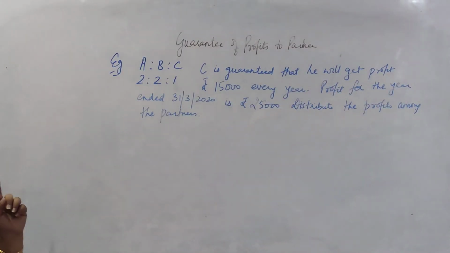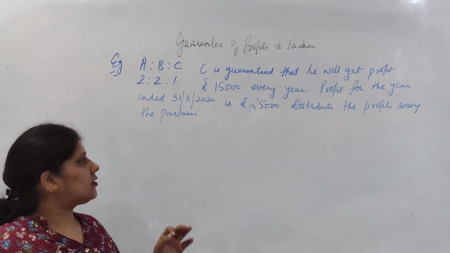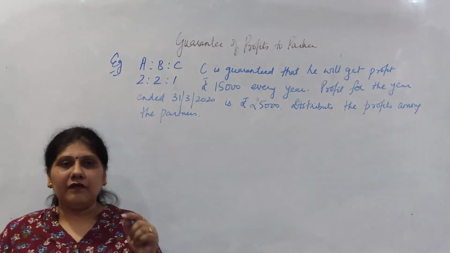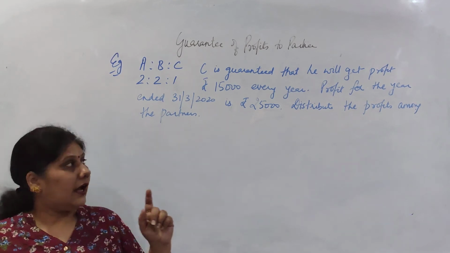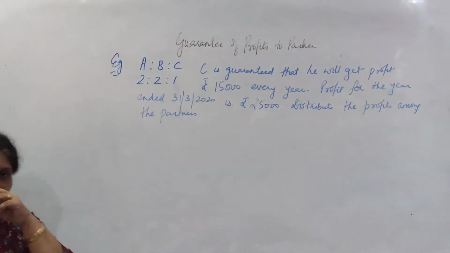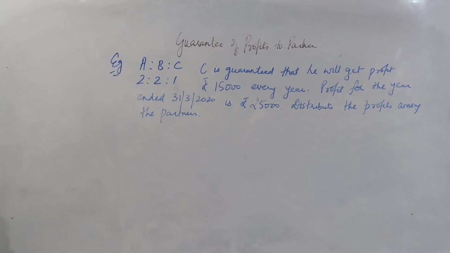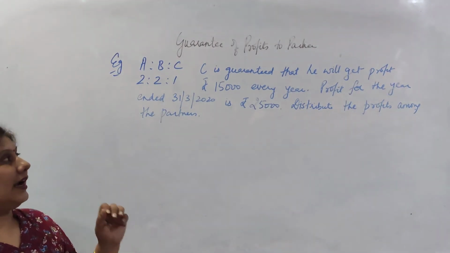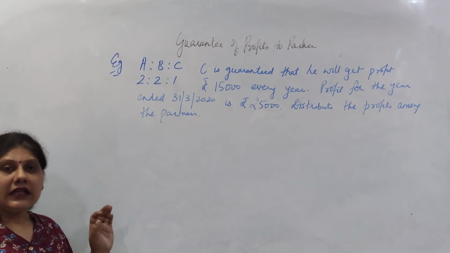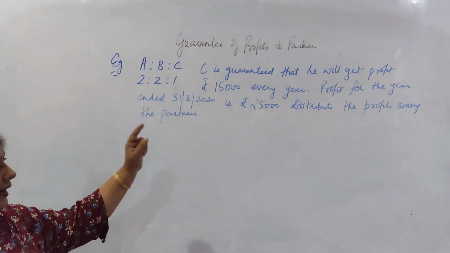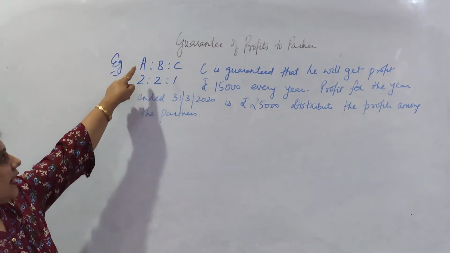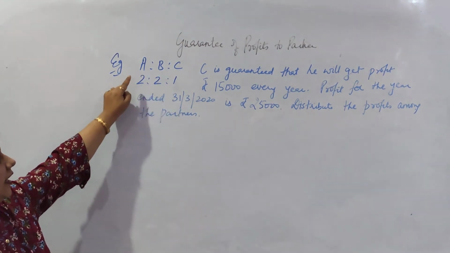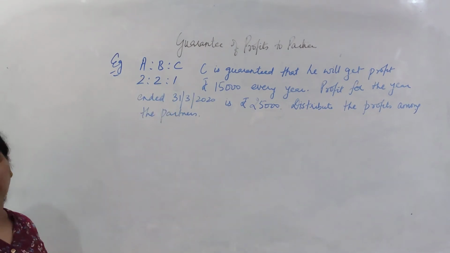Profit for the year ended 31st March 2020 is 25,000. We have to distribute the profits among the partners. Now, when the profits are to be distributed, we have to prepare a profit and loss appropriation account, and profits will be distributed in the ratio 2:2:1. If nothing is given in the question about which partner gives the guarantee, then it is assumed that the guarantee is given by the remaining partners in their remaining ratio. That means A and B are giving the guarantee to C in the ratio 2:2, which means equal.